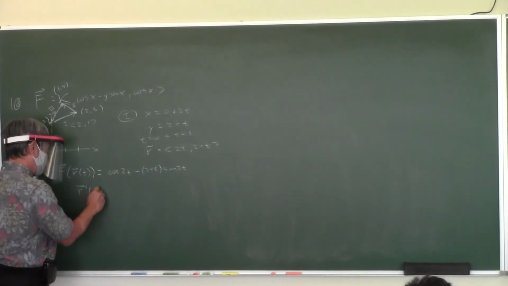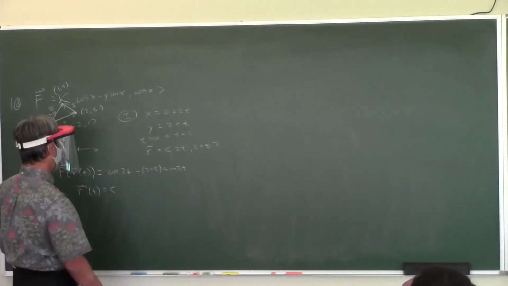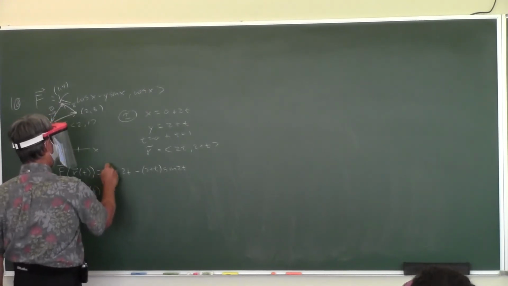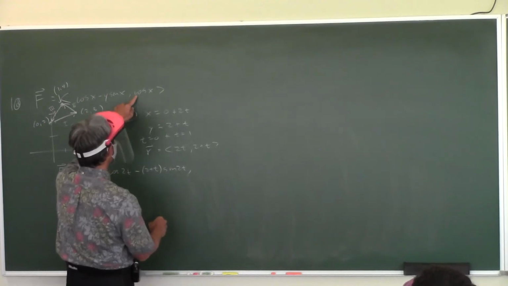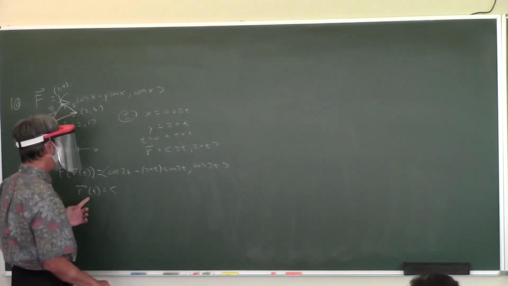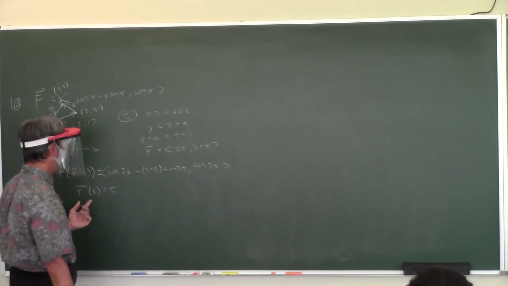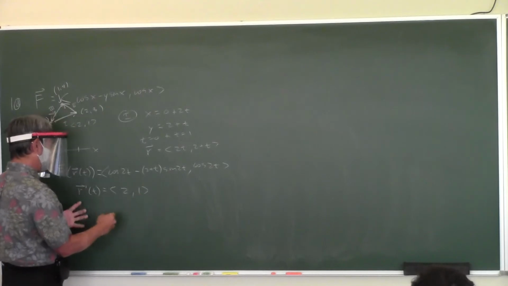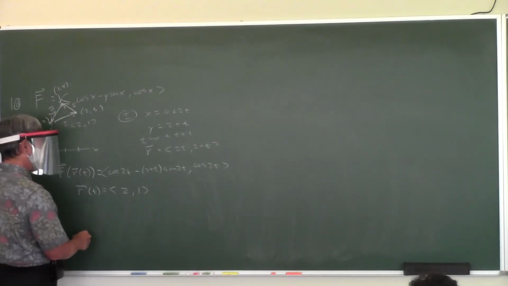R prime of t. Oh wait, we only did that component. We still got to do this component, cosine x, so cosine 2t. Okay, now what about r prime of t? This is r. What is r prime? 2, comma 1. Okay. Now we got a dot product then.